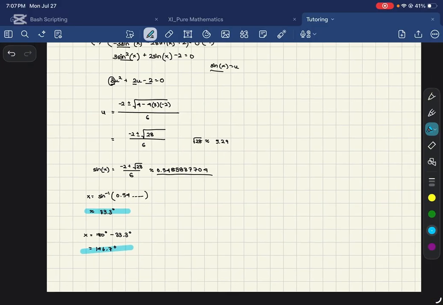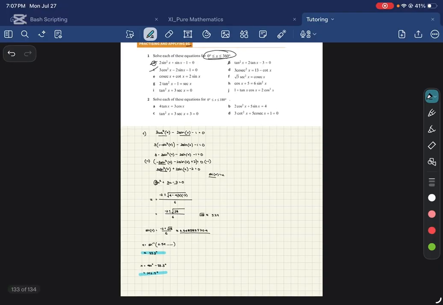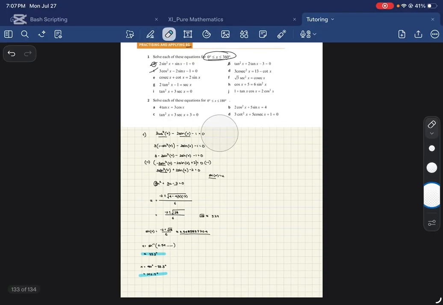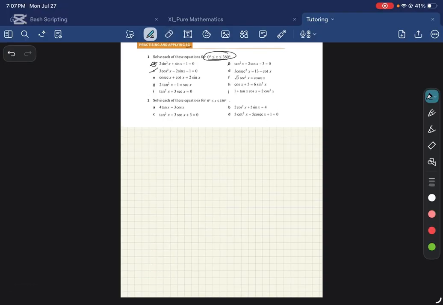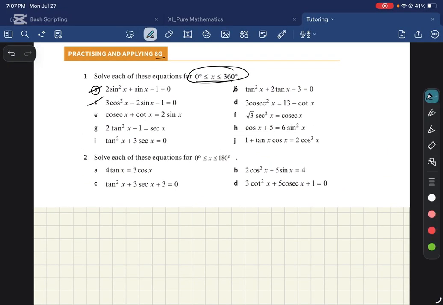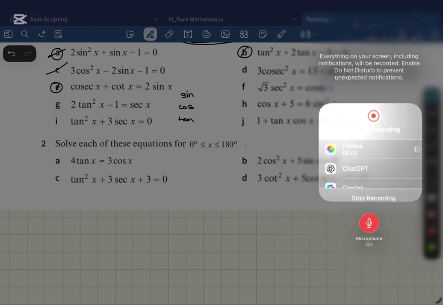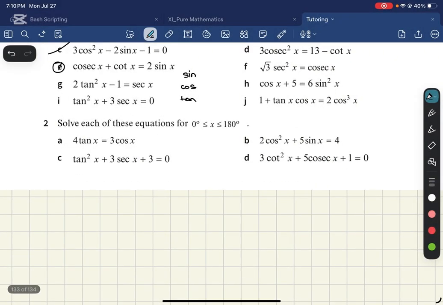All right, so we are done with question C. Okay, let's look at part D, because part D looks interesting as well, and I'm going to leave part E to you. So, all right, so let's continue with part D.